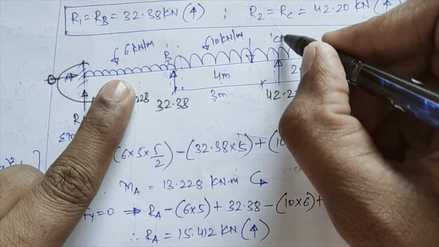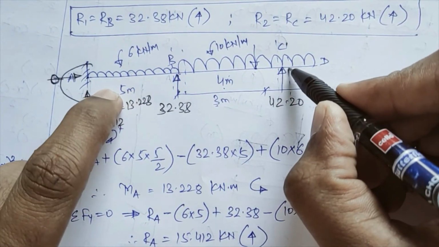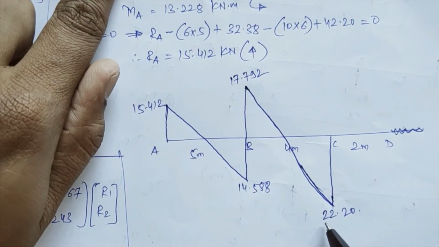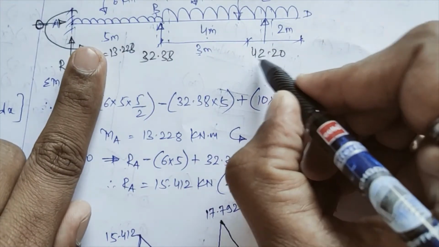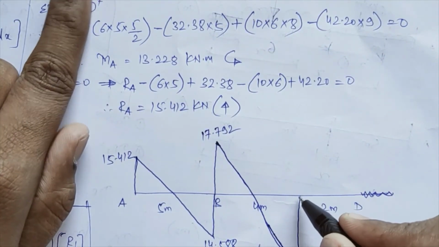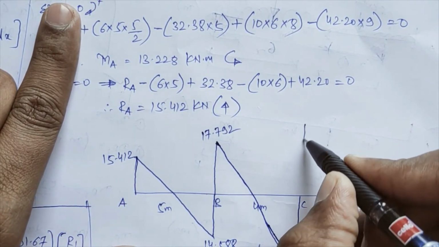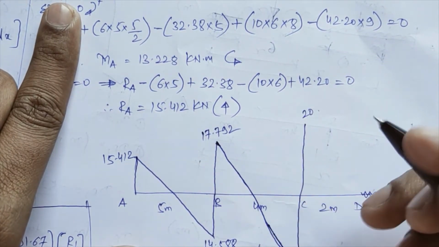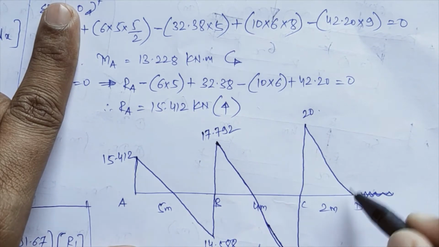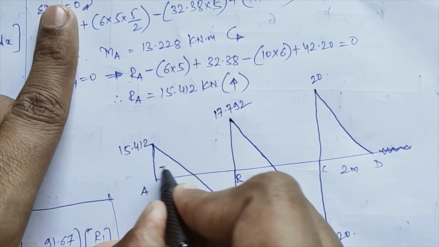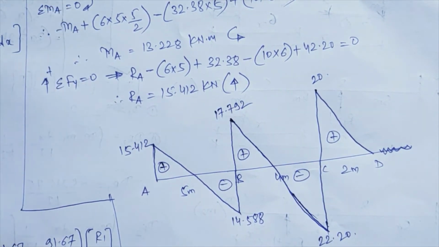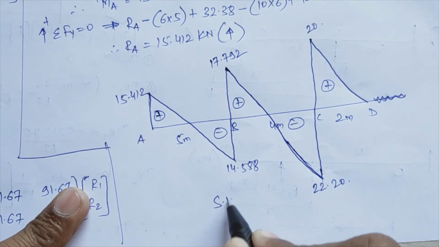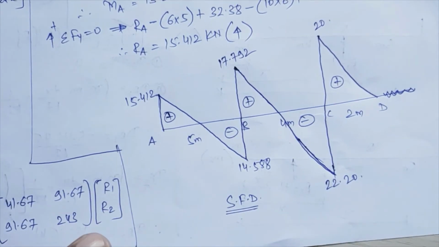Okay, now we'll calculate shear force just to the right of C. Pass this section to the right of C. Whatever negative shear force I have got, minus 22.20, in that this positive reaction will get added, plus 42.20. So minus 22.20 plus 42.20 will give me the positive shear force at point C, that is 20. And then that will get to 0 at point D. So these are my positive shear force values and this will be my negative shear force values. Okay, so this is my complete shear force diagram.